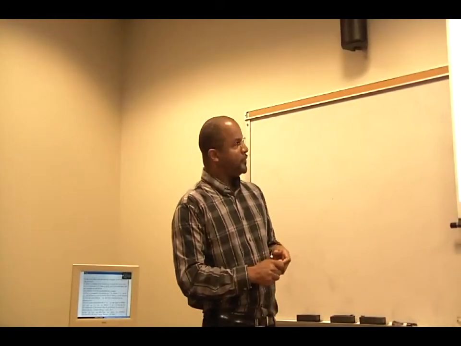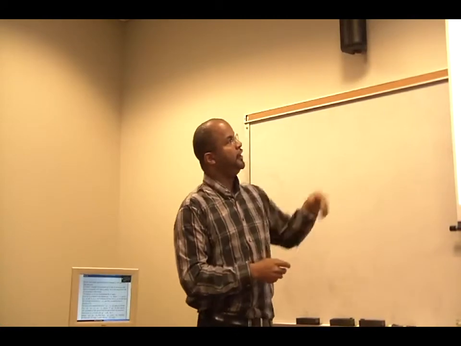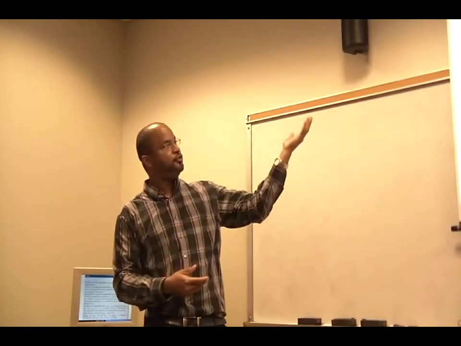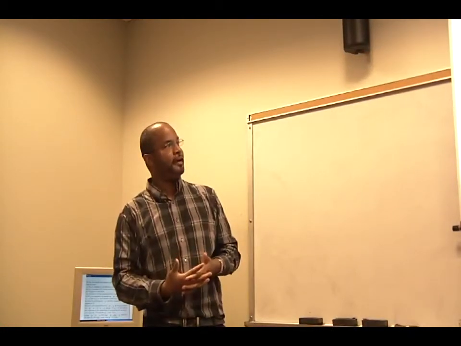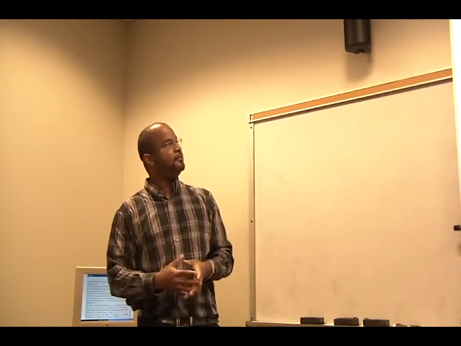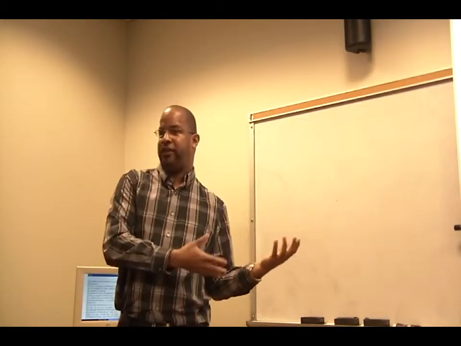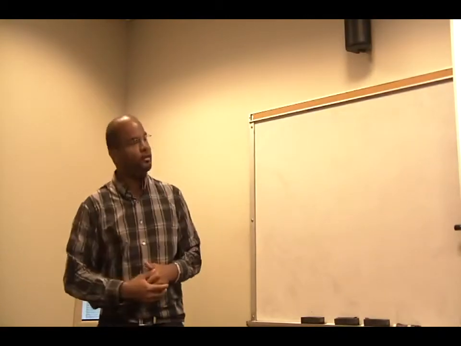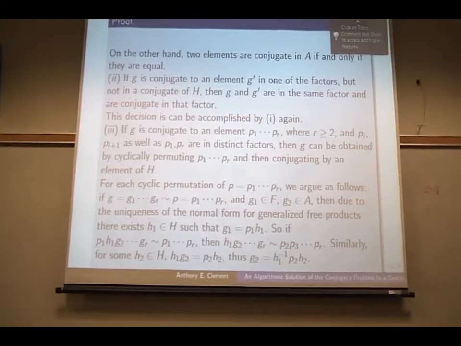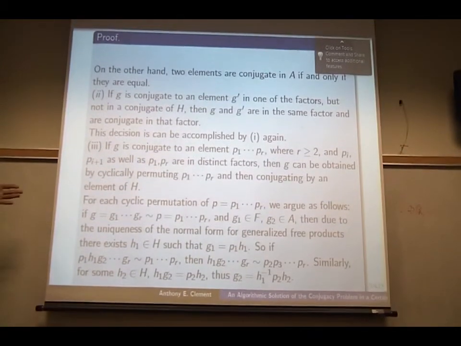So the addition can be accomplished. Again, part 2 is just reduced to part 1. It says if G is conjugate to an element G prime in one of the factors, but not in the conjugate of H, then G and G prime are in the same factor and conjugate in that factor. So again, we know when they are conjugate in F, we know when they are conjugate in A. So again, that part is also reduced to part 1. So the most interesting part is part 3.